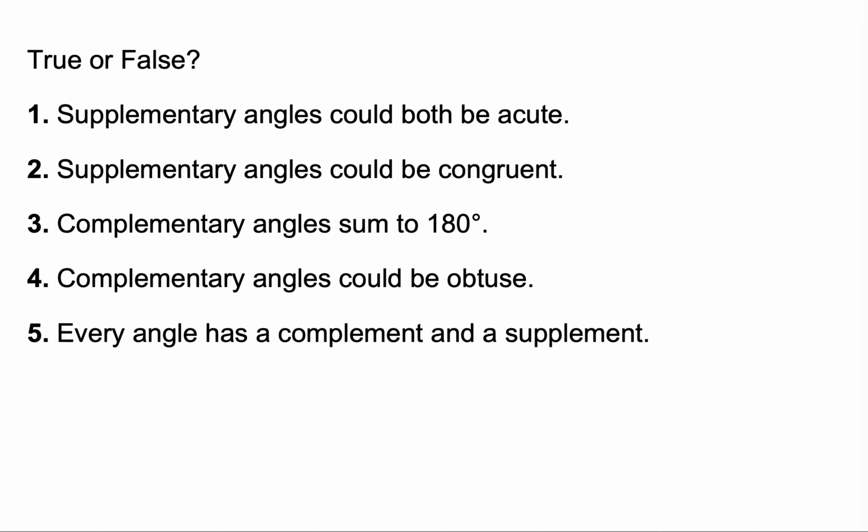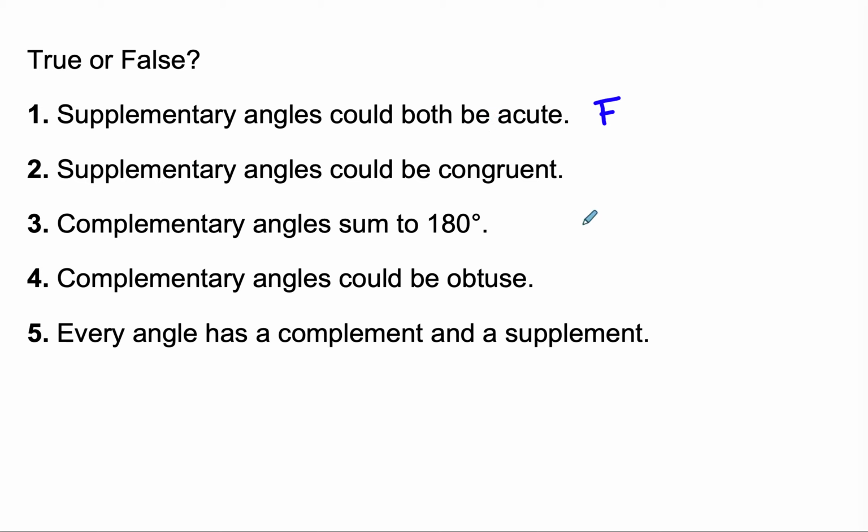Okay, let's check our answers. Number 1, supplementary angles could both be acute. That answer is false. If they're both acute, they're not going to equal 90 degrees. I'm sorry, 180 degrees. Supplementary is 180 degrees. So you can't have two angles less than 90 add to equal 180.